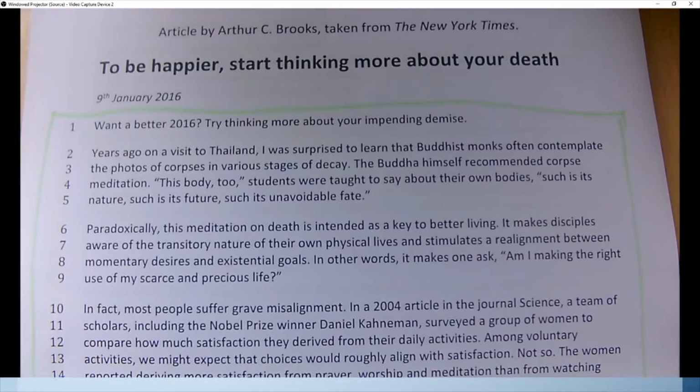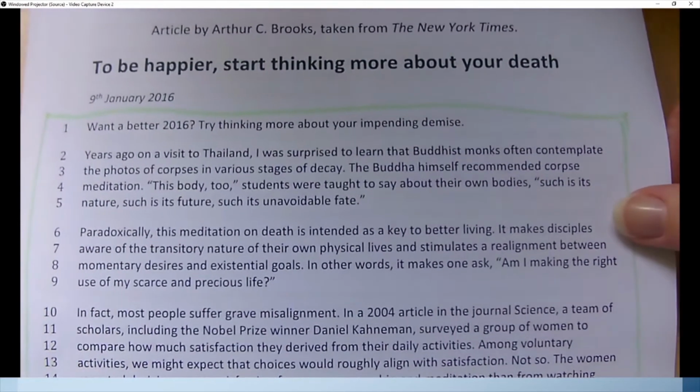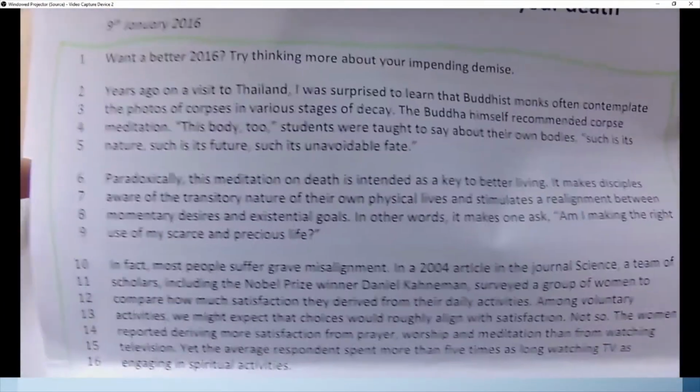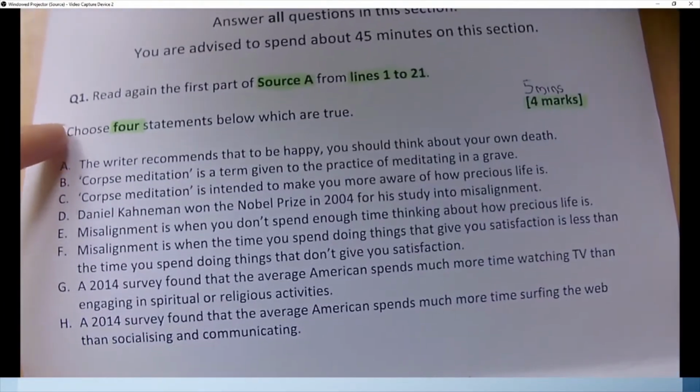Years ago on a visit to Thailand, I was surprised to learn that Buddhist monks often contemplate the photos of corpses in various stages of decay. Buddha himself recommended corpse meditation. Thus, students were taught to say about their own bodies: such is its nature, such is its future, such its unavoidable fate. So it's already giving me a definition there of what corpse meditation is, which I know was one of the statements at the beginning.